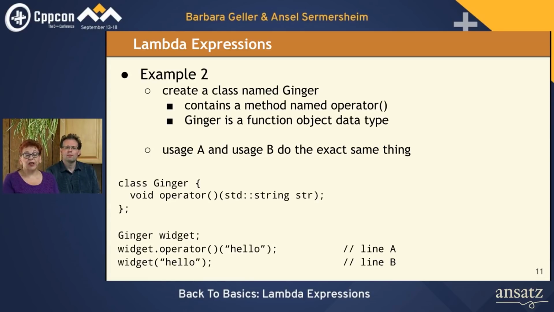Line B is a bit different. We're taking the function object widget, and this is called as if it were a function. What this is actually doing is calling our function call operator, even though we did not spell out the word operator. And notice that just like in the function pointer case, if you look at the very last line in isolation, it looks like widget is a function. This means that the syntax is the same, regardless of whether you're calling a function pointer, or a function object.